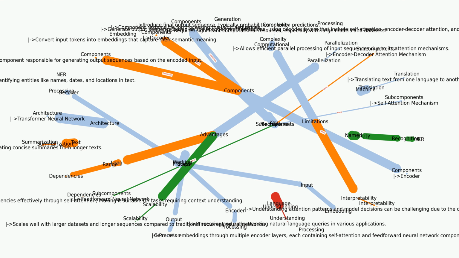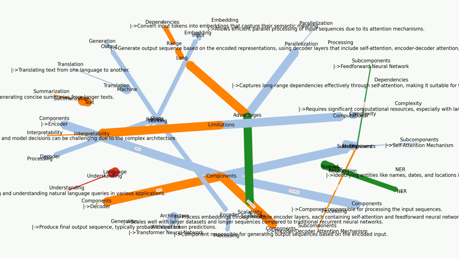Subcomponents: self-attention mechanism and feedforward neural network. Name: Decoder. Description: the component responsible for generating output sequences based on the encoded input. Subcomponents: self-attention mechanism, encoder-decoder attention mechanism, and feedforward neural network. Key mechanisms.